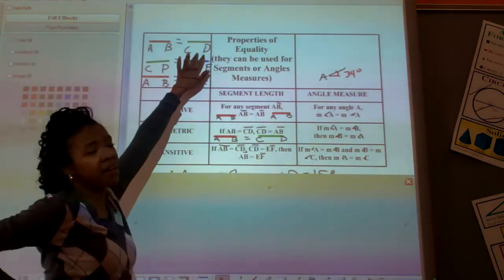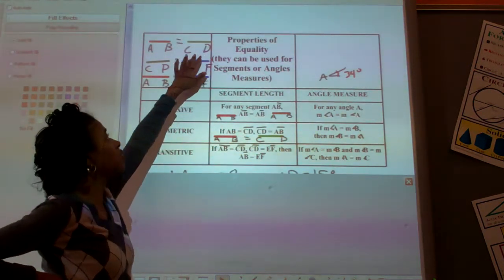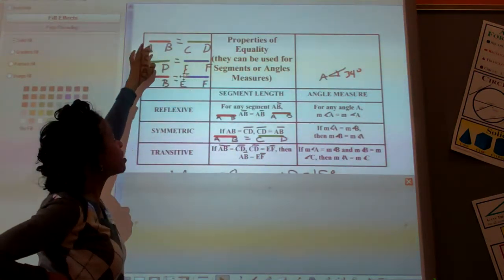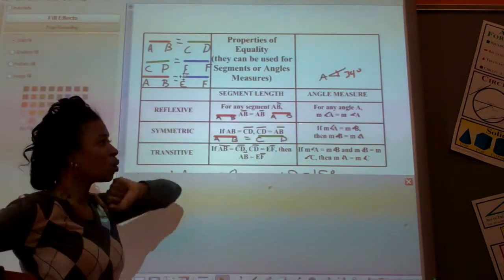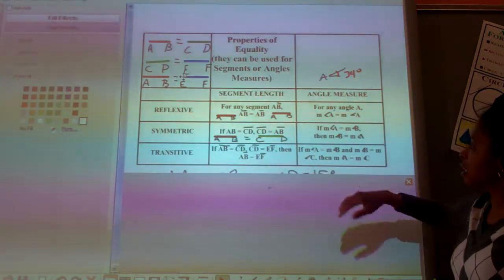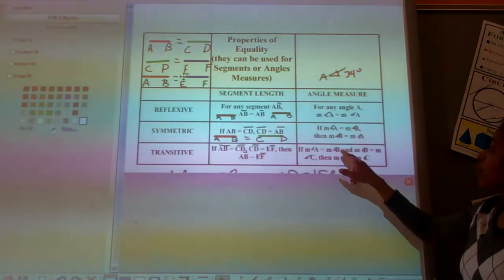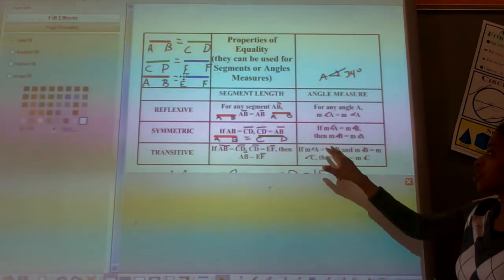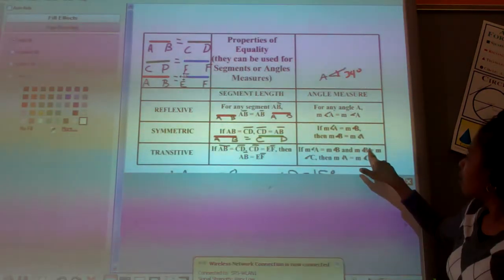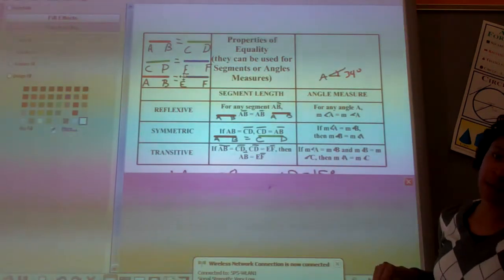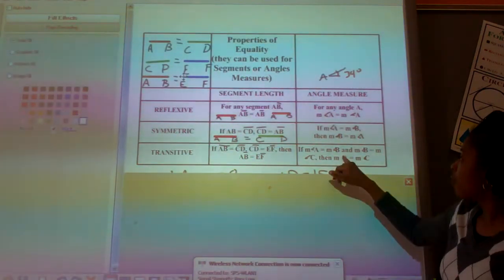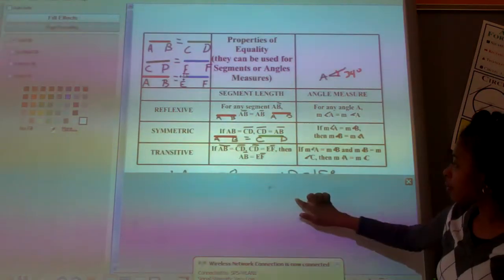If the first and second are equal to one another, and the second and third are equal to one another, then that means the first and third will also be equal to one another. Same thing happens with an angle. That was for a segment, this is an angle. If angle A equals angle B, the first and second angle, and angle B is equal to angle C, the second and the third angle, then angle A is equal to the measure of angle C. The first and third are equal to one another.